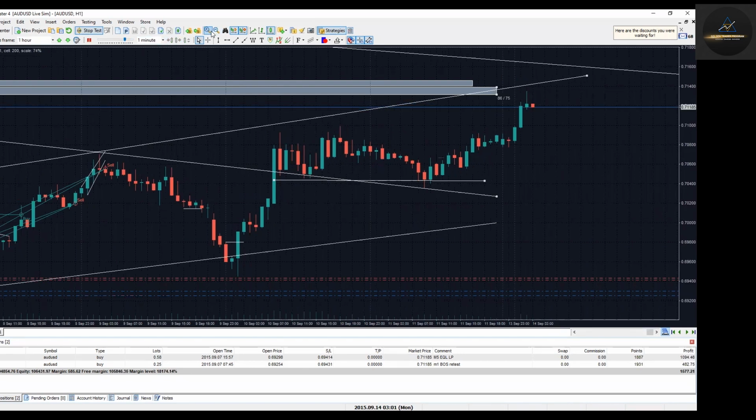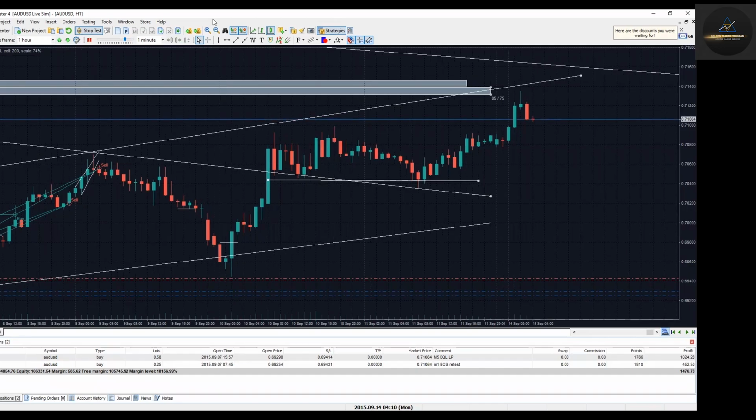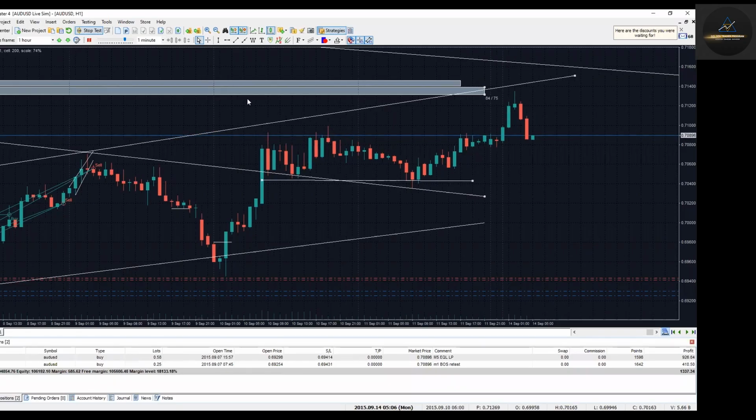This is what's been happening with the Aussie in the last few weeks. I don't know if you guys noticed, the Aussie's just been going up, up, up, up, up. I mean, we tried to catch a few shorts, but really we should just be looking for longs. This is a similar situation now where we're actually just seeing huge momentum to the upside.